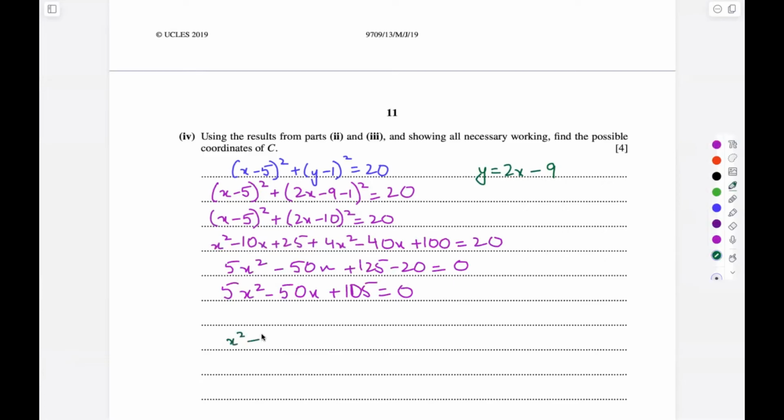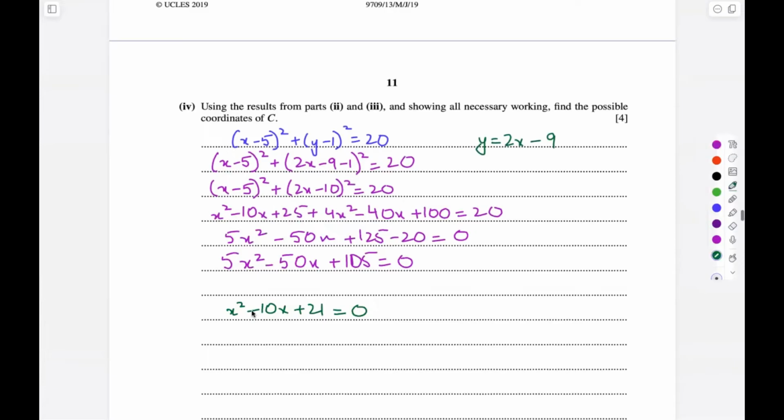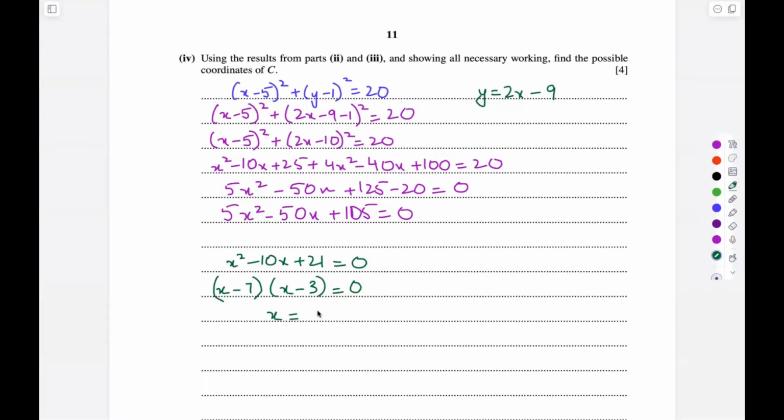To simplify this equation, we can divide the whole equation by 5 and write it as x squared minus 10x plus 21 equals to 0. We can use our calculators now to solve this quadratic equation, or we can just factorize it by using the factors 7 and 3. So this will become x minus 7 and x minus 3 equals to 0. So the two values of x will be x equals to 3 and x equals to 7.